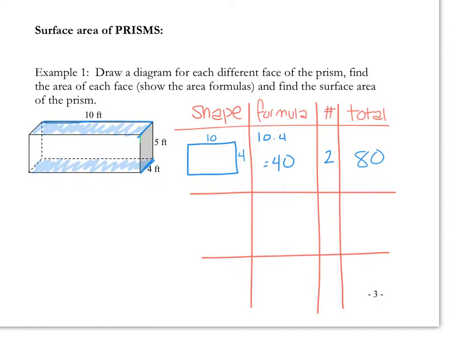Now, let's look at the ones on the ends. So this right here would be a rectangle that's 5 by 4. And there's 2 ends, so that would be 2 of them. 5 times 4 is 20. Times 2 would be 40.